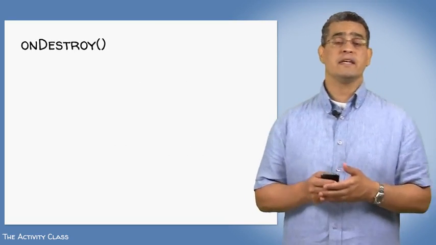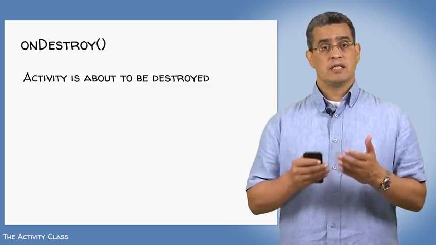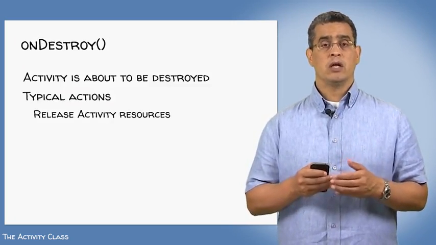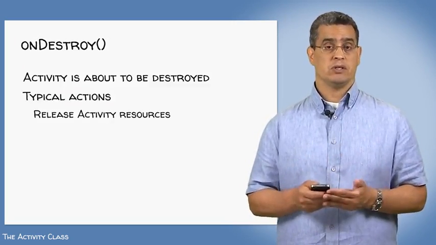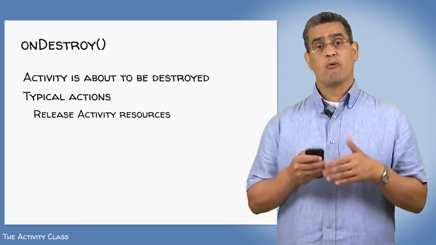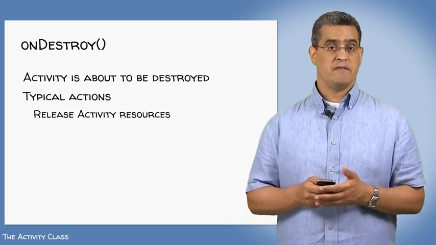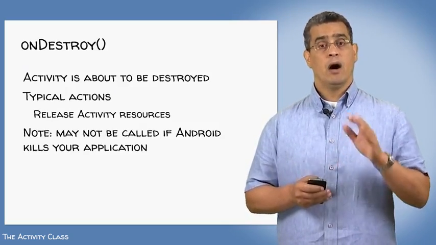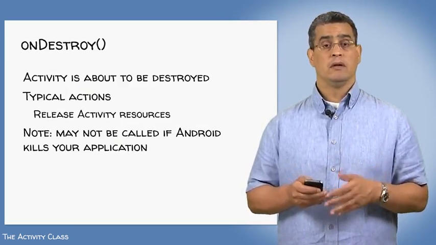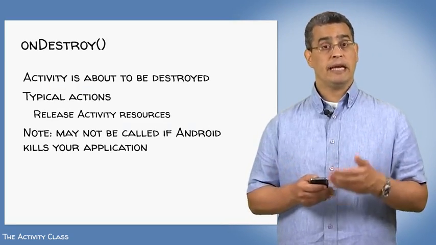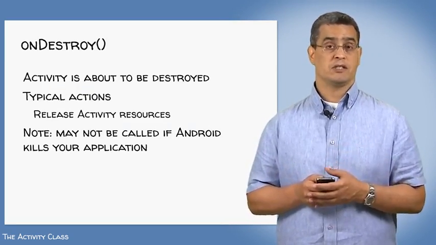OnDestroy is called when the activity is about to be destroyed. And some typical actions to do here include releasing activity resources. For example, shutting down private threads that were started by this activity. And again, remember, OnDestroy may not be called at all. For example, when Android kills an application due to low memory on the device.